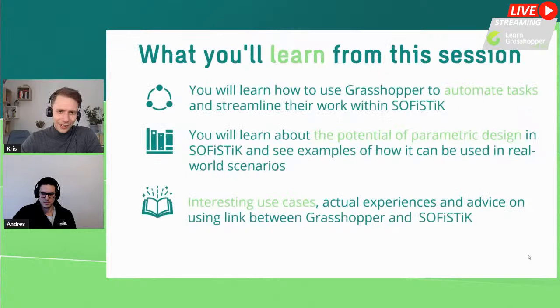Okay, so there are 3 points on what you are going to learn from this session. First of all, Andreas is going to show how to connect and streamline work between Grasshopper and Sofistik. He will present lots of really good examples and use cases: 5 simple ones that show the principles of using Grasshopper parametric design in Sofistik, and then some tower buildings and 2 bridge examples. So there are lots of use cases that show the potential of using parametric design in Sofistik.